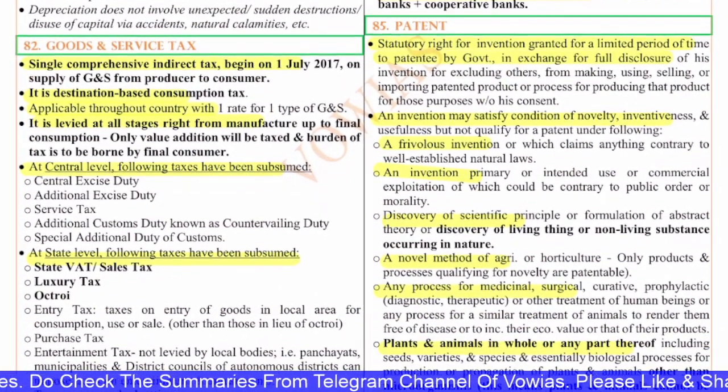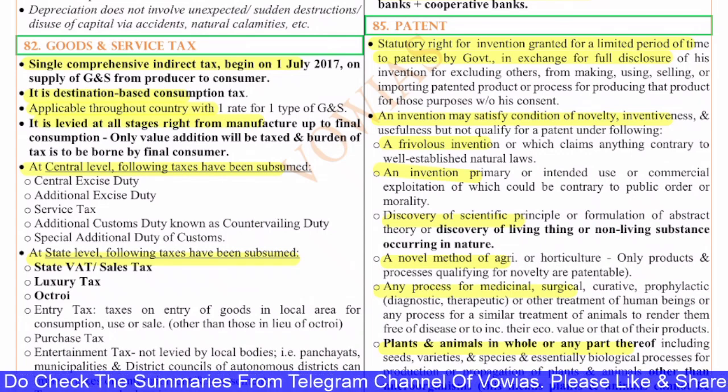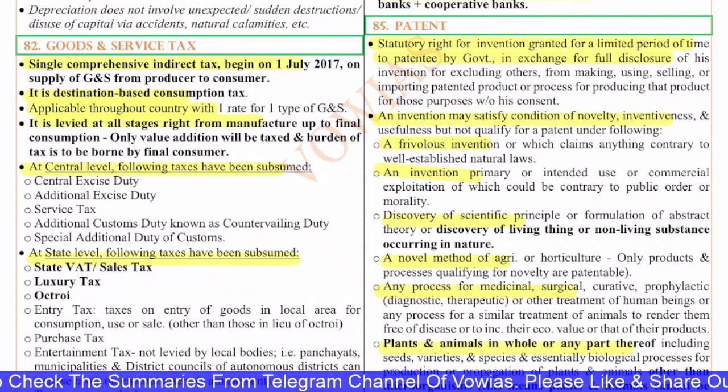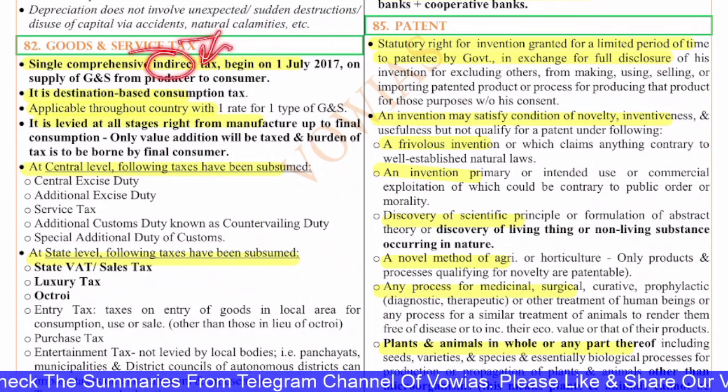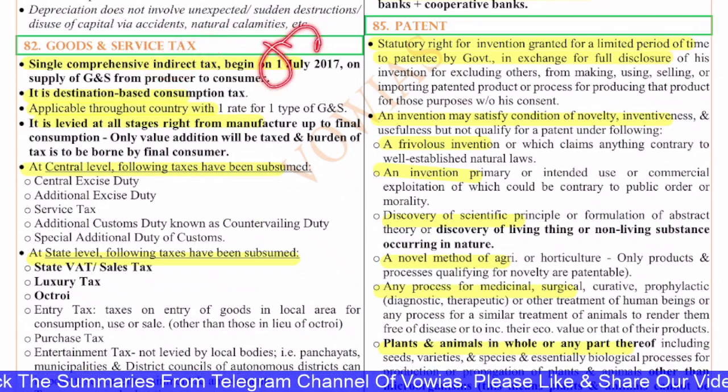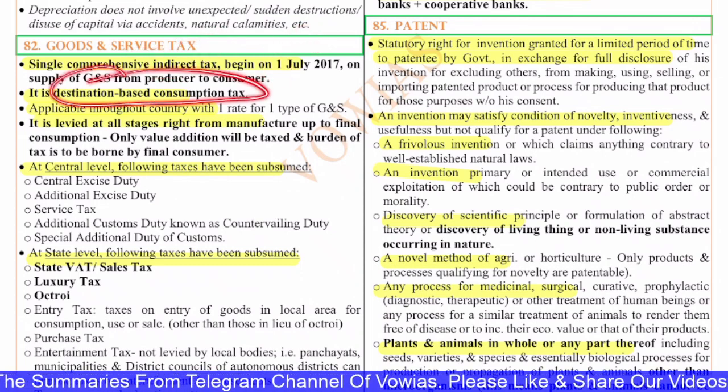Next, the 82nd question is on GST, the Goods and Services Tax. It's a single comprehensive indirect tax. Remember, GST is an indirect tax which began on 1st July 2017. It's a destination based tax. Remember this.